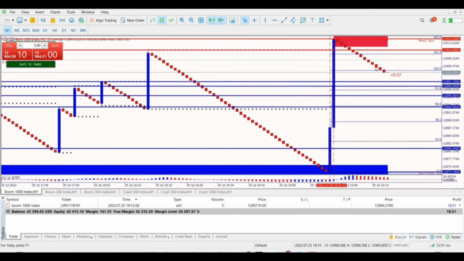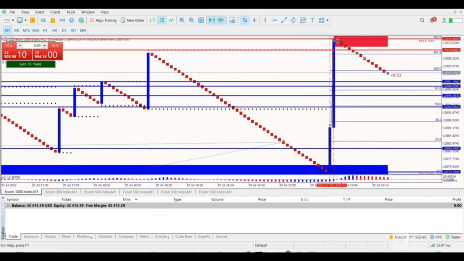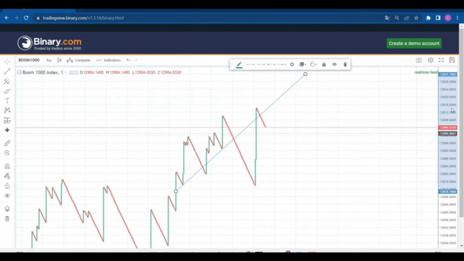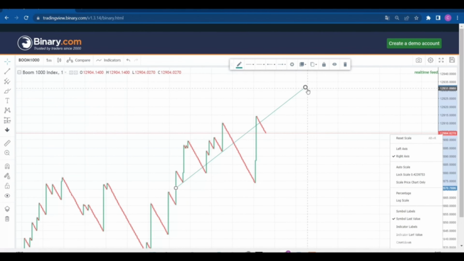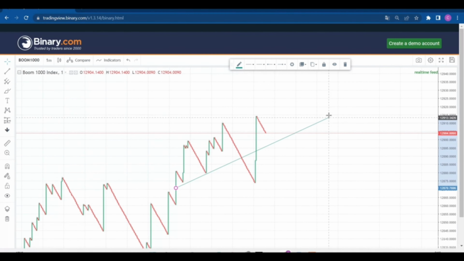Our candle number 5 has been completed. Now we close the operation. Right? Now we have to move the trend line. We have to move the trend line like here. Yes. Here is a good zone.